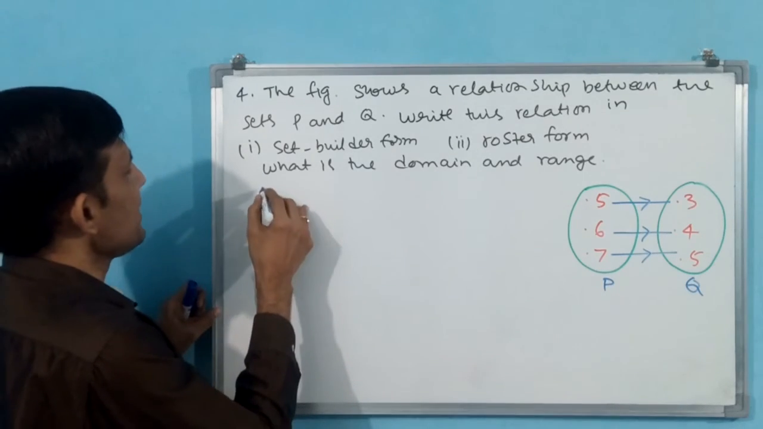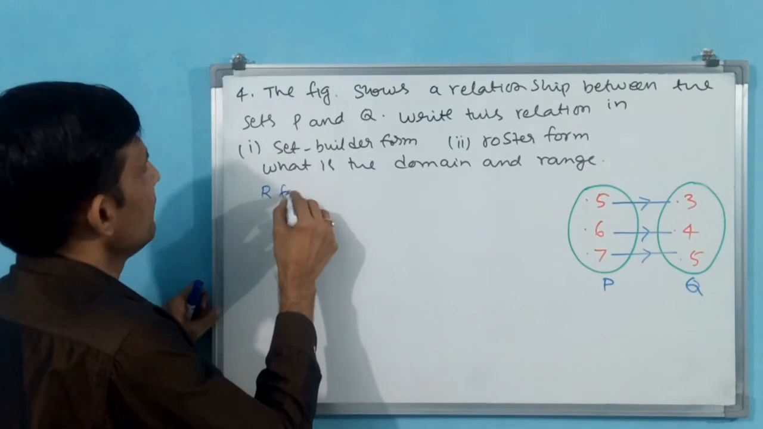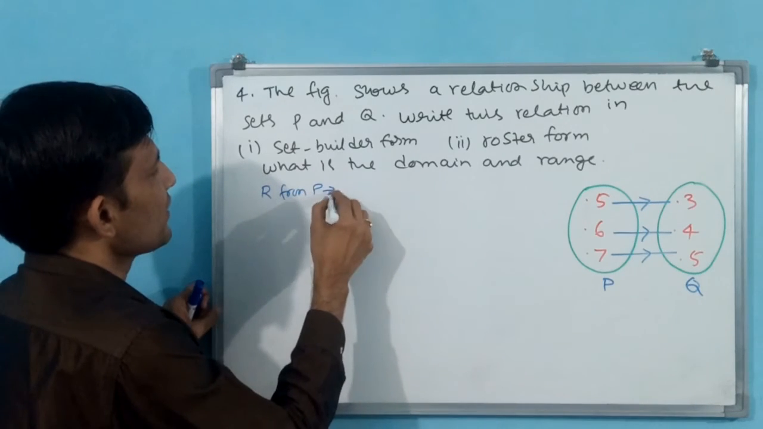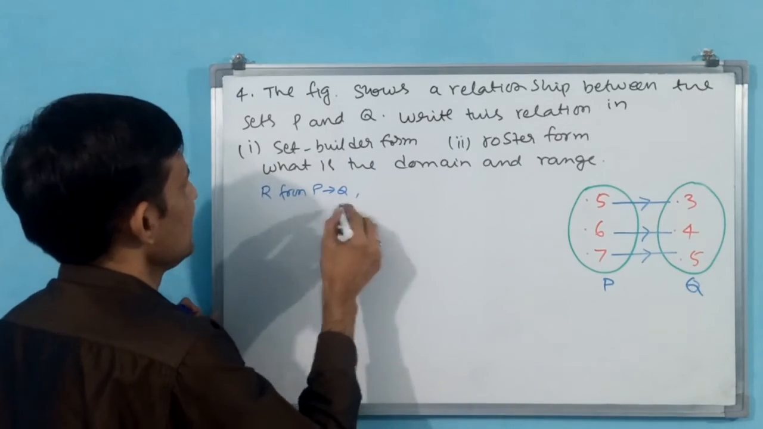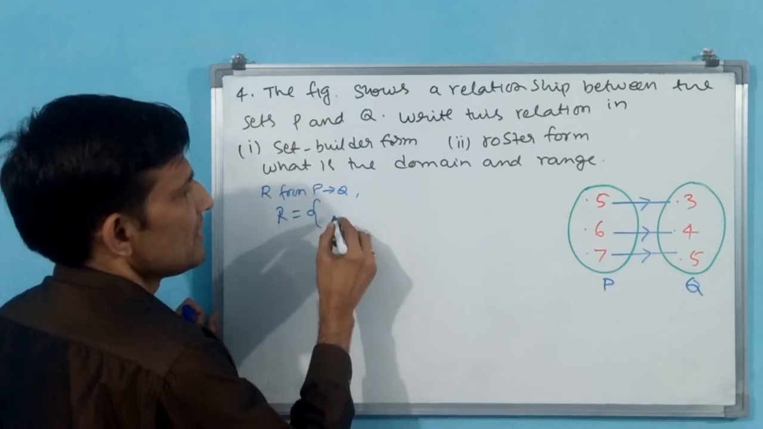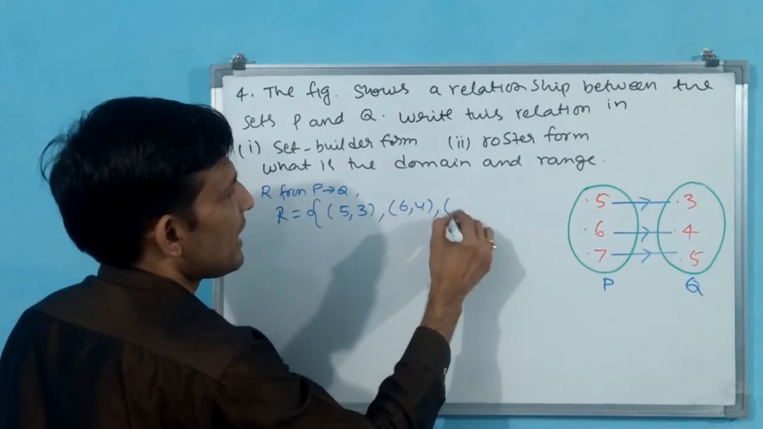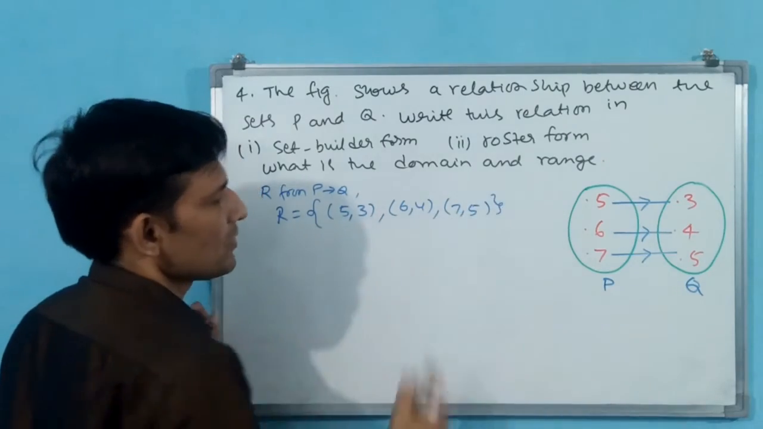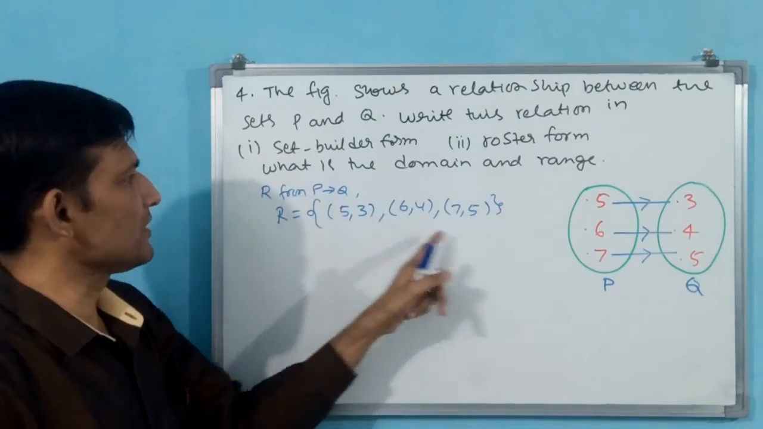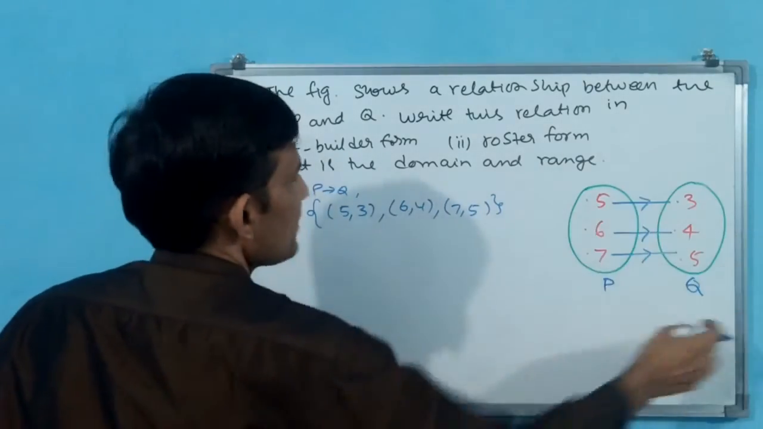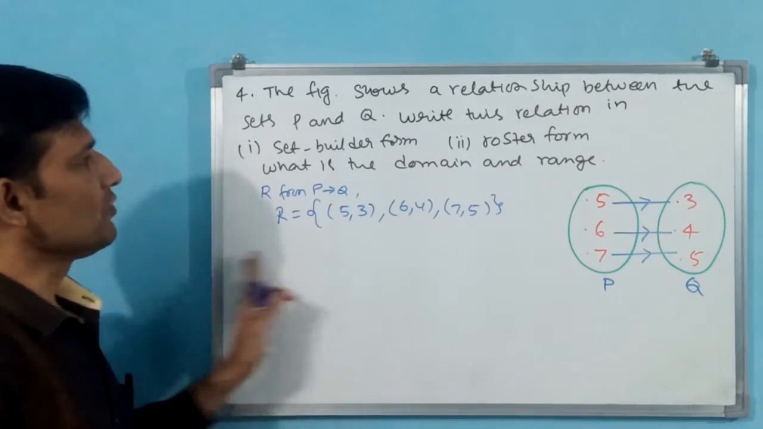Roster form relation is very easy. R is a relation from P to Q. You can write R like this, or simply R also you can write. R = {(5, 3), (6, 4), (7, 5)}. Why? Because see, the x coordinates 5, 6, 7 should come, and the y coordinates 3, 4, 5 come. Okay, this is roster form.